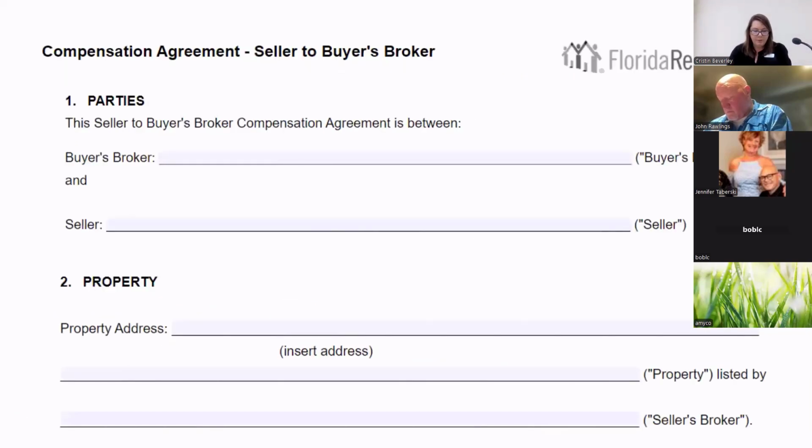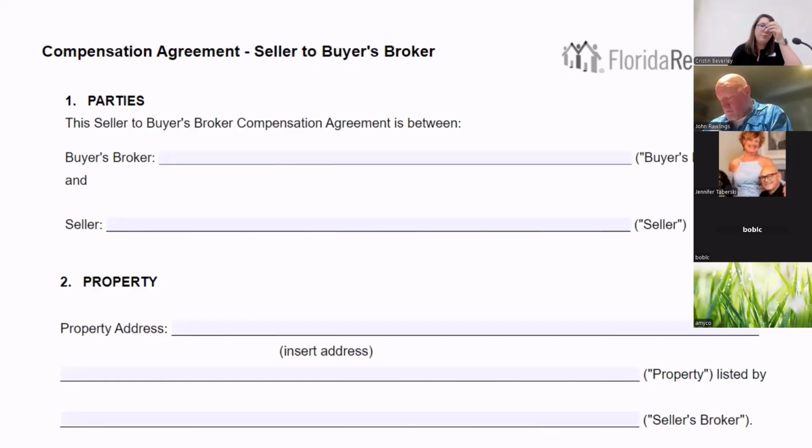All right, so the next form that we're going to take a look at is a compensation agreement. I sent to you both the compensation agreements and the modifications to those agreements. We're not going to review the modifications because basically it's a repeat of the form. You're just changing what you've originally agreed to. So this compensation agreement is from a seller to a buyer's broker.